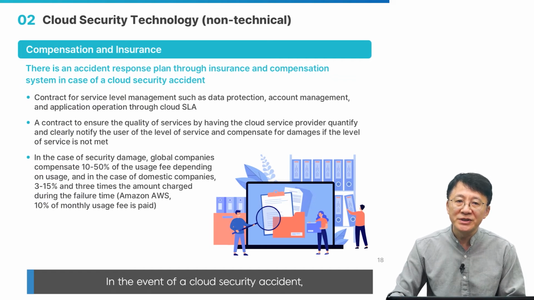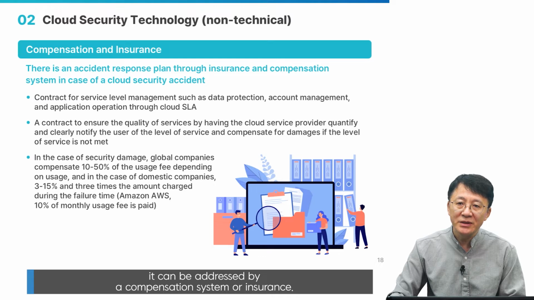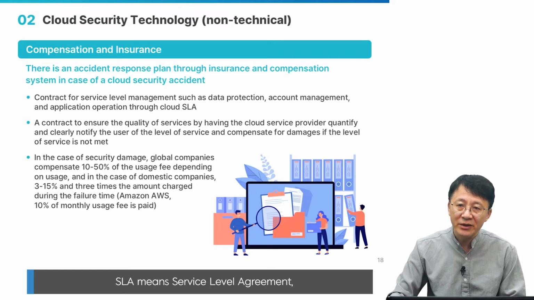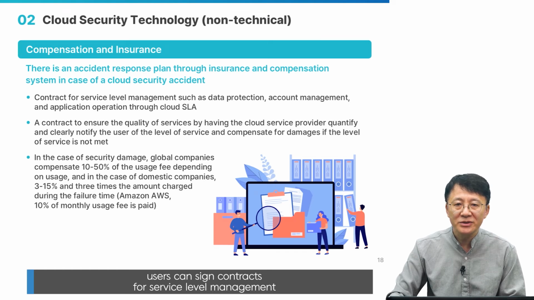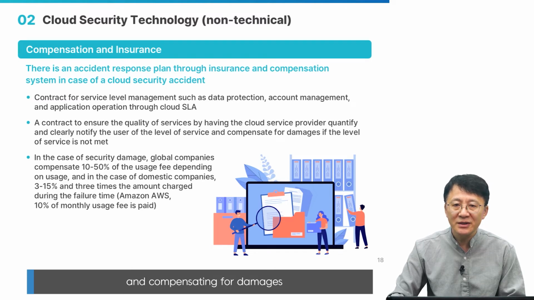In the event of a cloud security accident, it can be addressed by a compensation system or insurance. Through the cloud SLA, where SLA means service level agreement, users can sign contracts for service level management, such as data protection, account management, and application operation. SLA is an agreement for cloud service providers to guarantee the quality of services by quantifying the level of service to users, clarifying and notifying them, and compensating for damages if the level of service is not met.